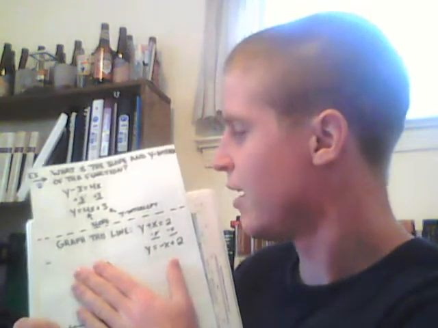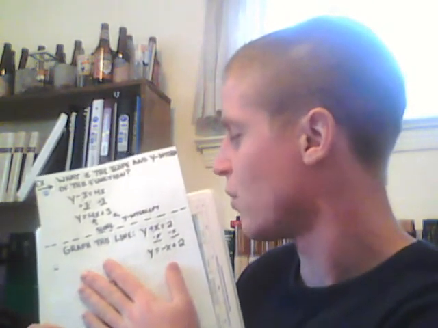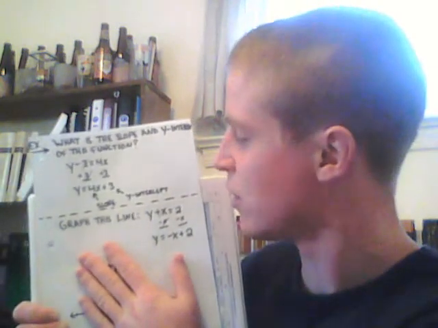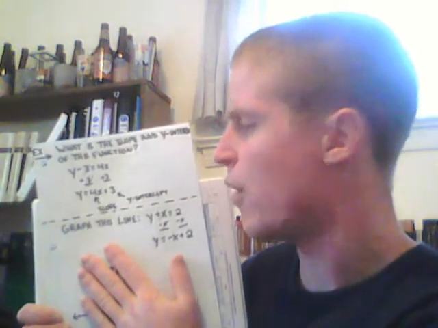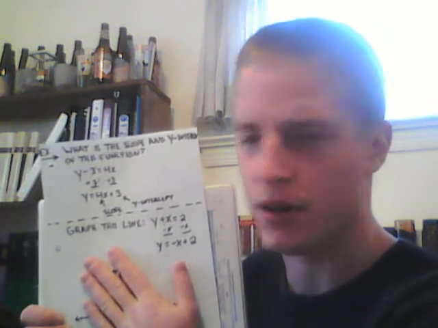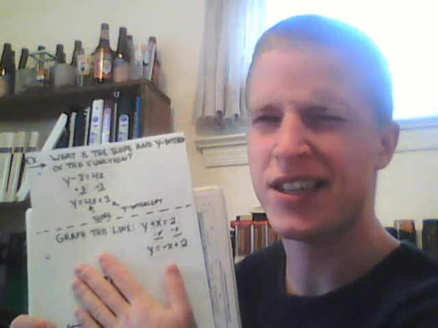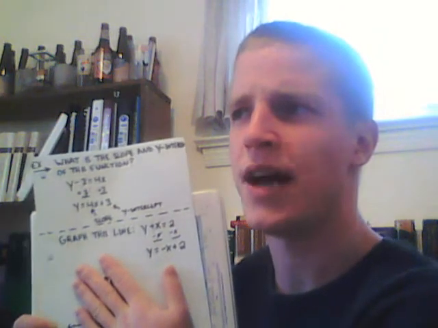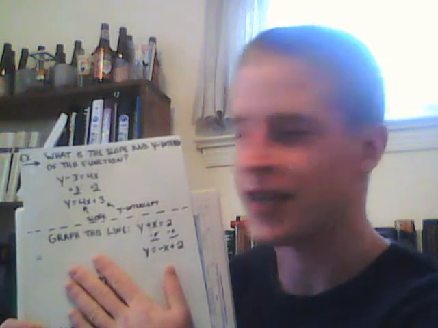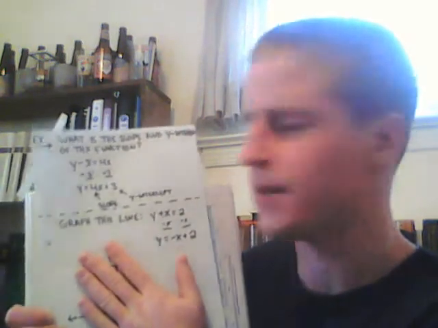Okay, so it says, graph this line, y plus x equals 2. We've never really graphed anything like this before, so this could be a little difficult, but actually it's not. Just think through this. First of all, ask yourself, is this in y-intercept form? Probably not, since I'm asking. So let's make it in y-intercept form.